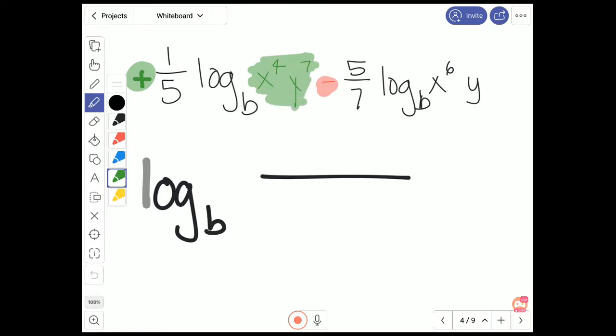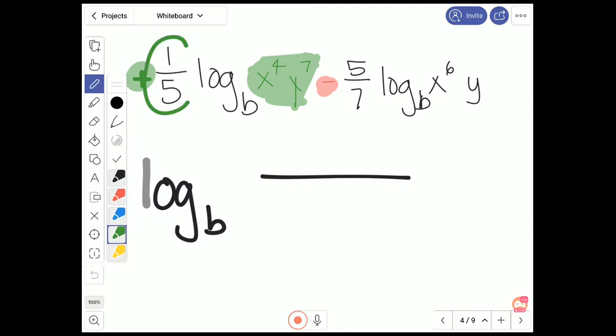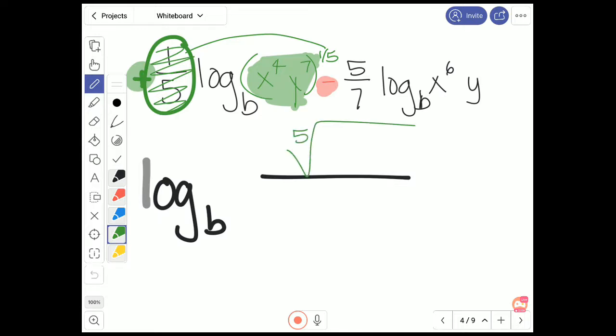I have to do a little bit of manipulation with that first, because I do have this coefficient of 1/5, and we don't like coefficients. Coefficients become my exponents. So really this is going to go up here to be an exponent of 1/5. And an exponent of 1/5 is technically a 5th root. So this would be a 5th root of x to the 4th, y to the 7th. So that's done.